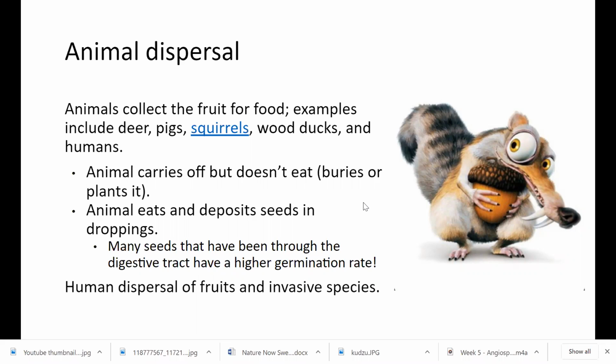And let's not forget human dispersal of fruits and invasive species. So we have carried and spread tasty fruits throughout the world. When people migrate or move, they tend to take some of the reliable food plants with them in the form of seeds. And so we've been really instrumental in spreading fruits for good and ill around the world. And then we've also inadvertently spread invasive species, sometimes on purpose and sometimes by accident.